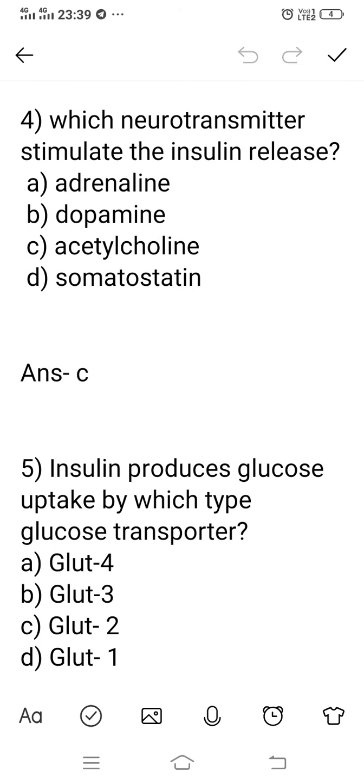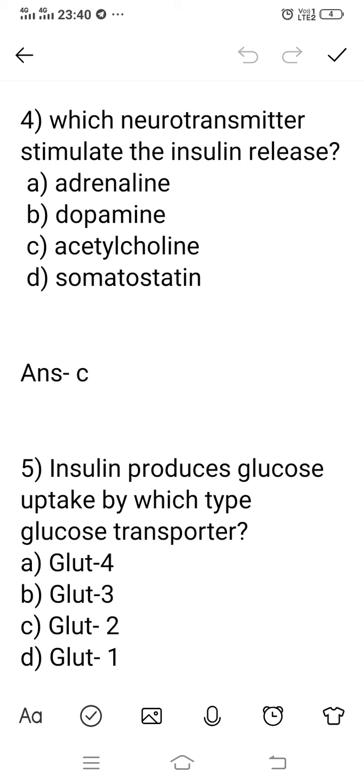Question number 4. Which neurotransmitter stimulates the insulin release? Option A adrenaline, option B dopamine, option C acetylcholine, option D somatostatin. Actually, some neurotransmitters stimulate the insulin release and some neurotransmitters inhibit the insulin release. Okay. Now the right answer is option C acetylcholine.